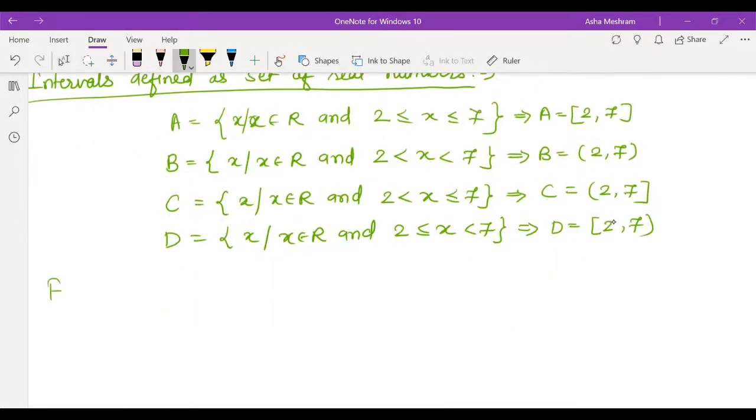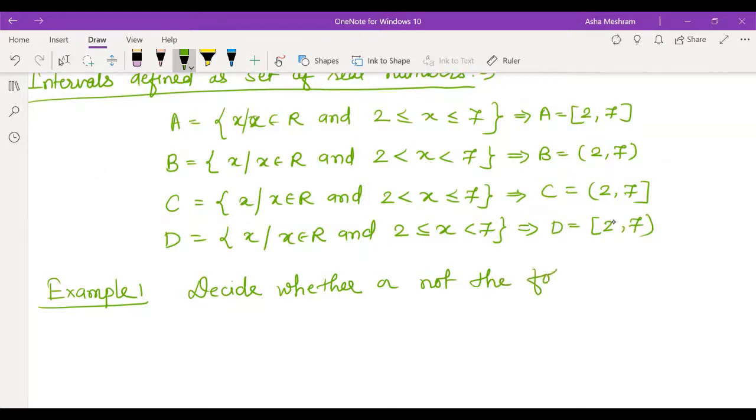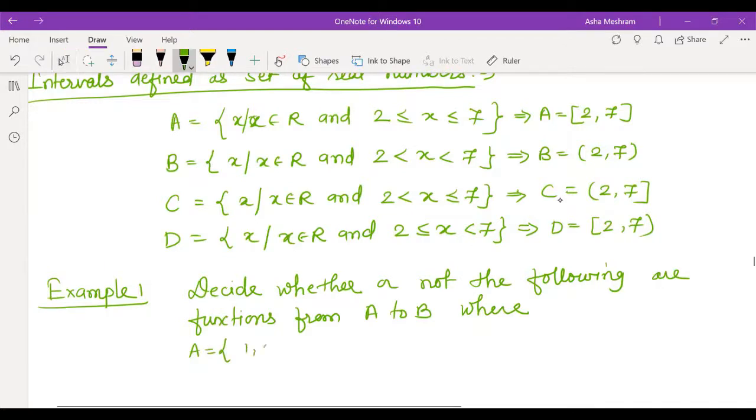We take examples on mappings only. Example 1: decide whether or not the following are functions from A to B, where set A is {1, 2, 3, 4, 5} and set B is {A, B, C, D, E}.